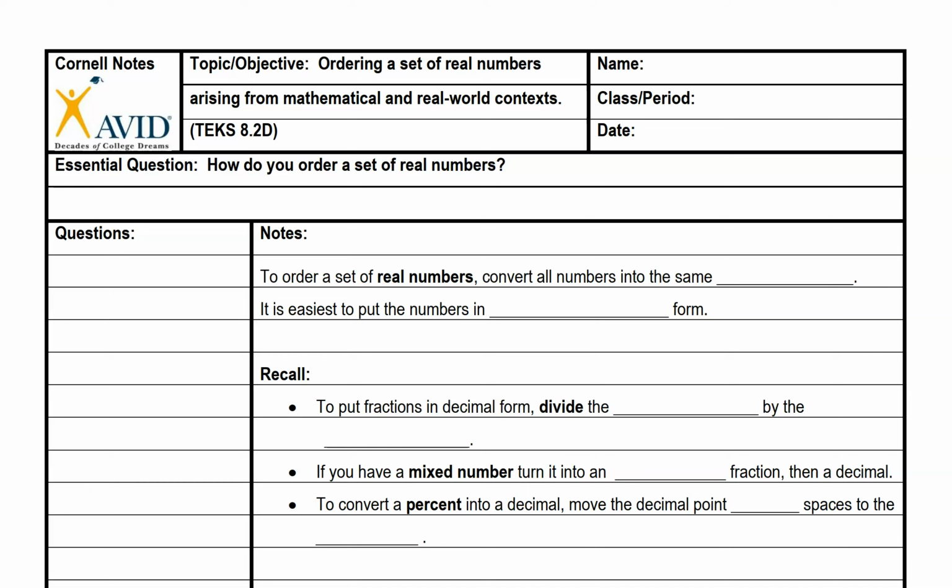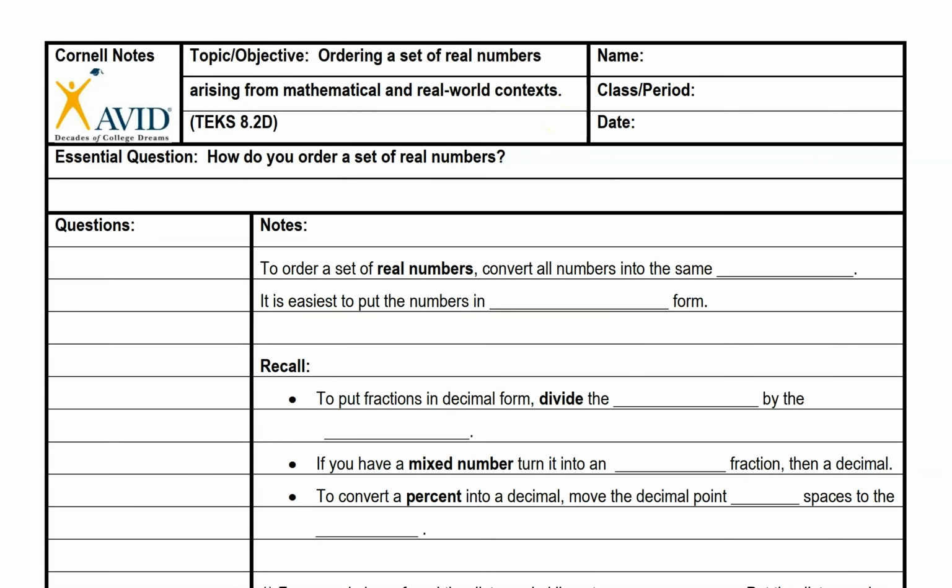Now, the essential question today is how do you order a set of real numbers? So this is what you need to know how to answer at the end of this lesson. Today's topic and objective will be to order a set of real numbers arising from mathematical and real-world contexts. All right. Again, make sure that you are taking notes.